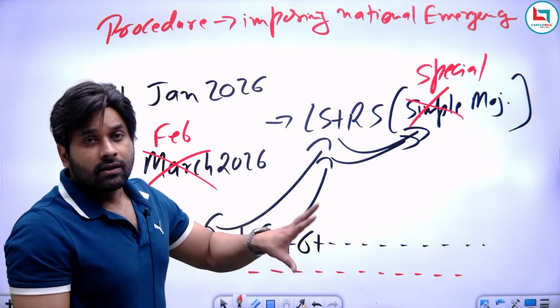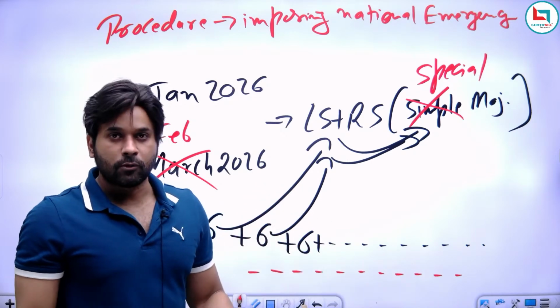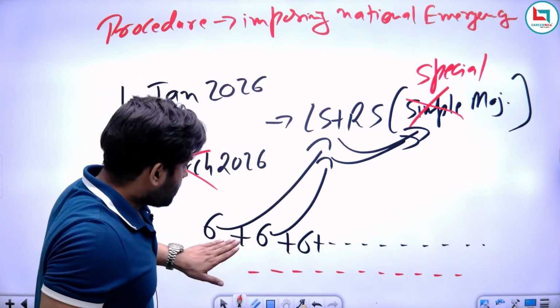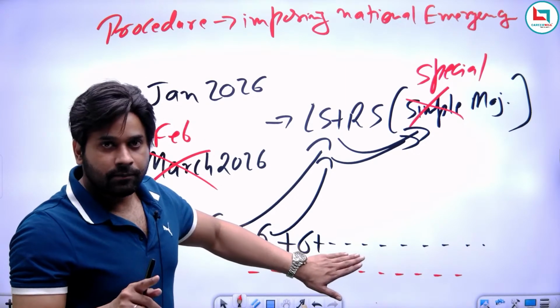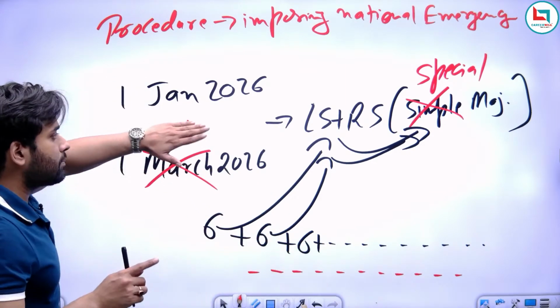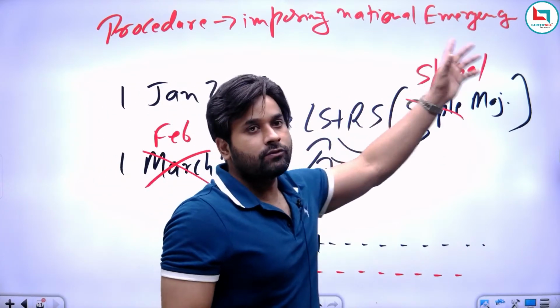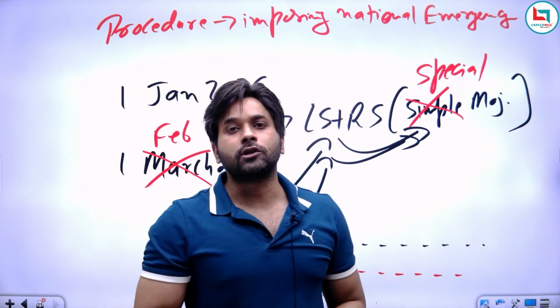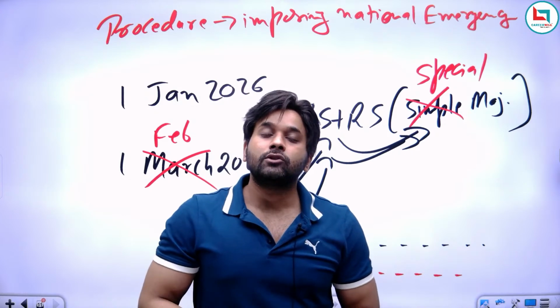Again, the 44th Amendment Act was responsible for this. It was the 44th Amendment Act because of which periodic approval was inserted. 2 months were reduced to 1 month, and simple majority was replaced with a special majority. This all happened by the 44th Constitutional Amendment Act of 1971. So I hope you are clear.